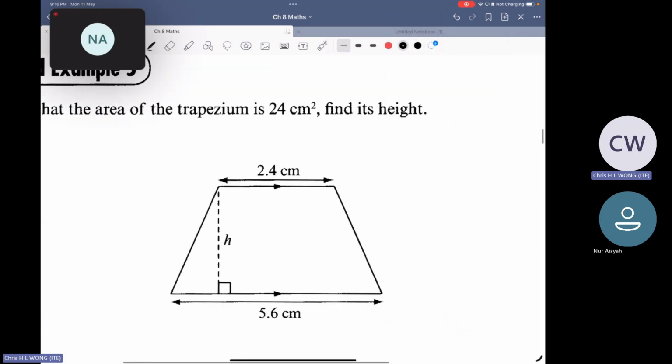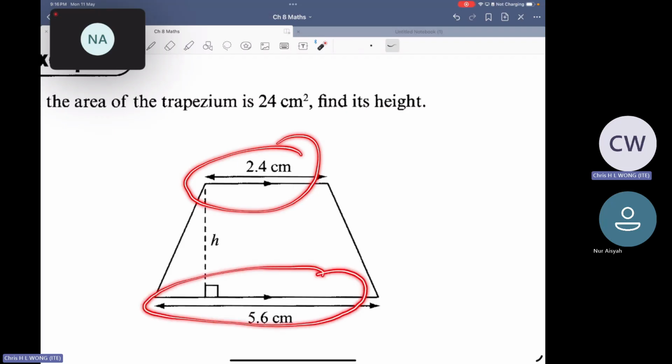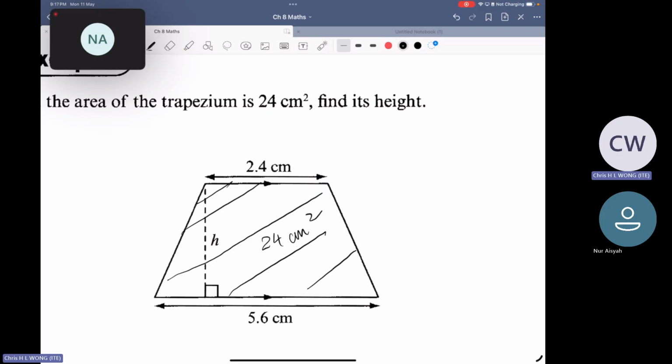Okay, this is the roof of a house, isn't it? How do you know this is a trapezium? It must be parallel. If it's not parallel, it's not a trapezium. Only 2 lines parallel. This is not. Now, the area of the trapezium, they give you the area. They give you this, give you this. So I draw, okay? What's the area? 24 cm squared. They give you, yeah.